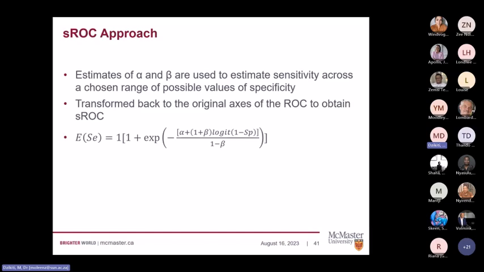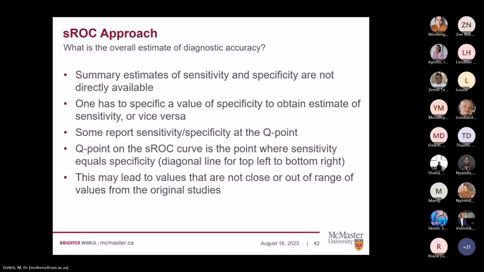So once you put that into the regression model, you get estimates of alpha and beta. And you can use this to estimate the sensitivity and specificity. Once you get alpha and beta, you transform it back into the standard ROC plane, and you can see this formula where, for different ranges of specificity, you plug in the specificity and you'll get a sensitivity. So you can do this for a whole range of specificities, and then you'll get the sensitivities. So here you could see that you don't get summary estimates of sensitivity and specificity. You don't get a pooled estimate of sensitivity and specificity. For a whole range of specificities, you can get a whole range of sensitivities. One has to specify a value of specificity to obtain a value of sensitivity. Hence, you're not really pooling all the data.